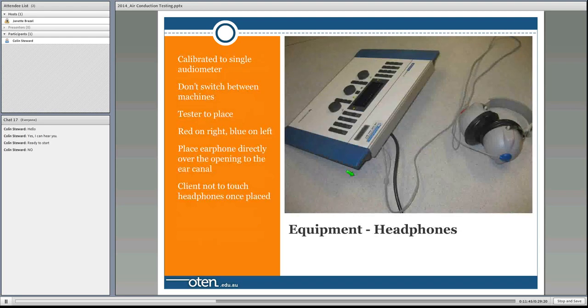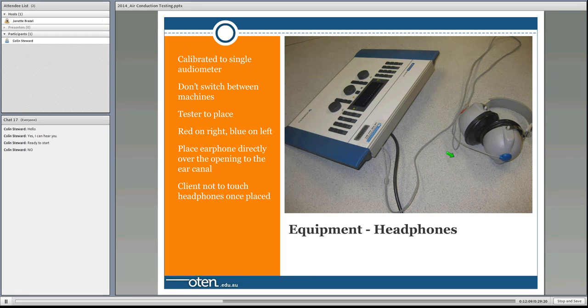And the other piece of equipment are the headphones, which again we talked about last week, and we watched a little video on placing the headphones. A couple of important things to remember about the headphones is that they're calibrated to a single audiometer, so you cannot switch your headphones between machines. If you do, you have an unreliable test.